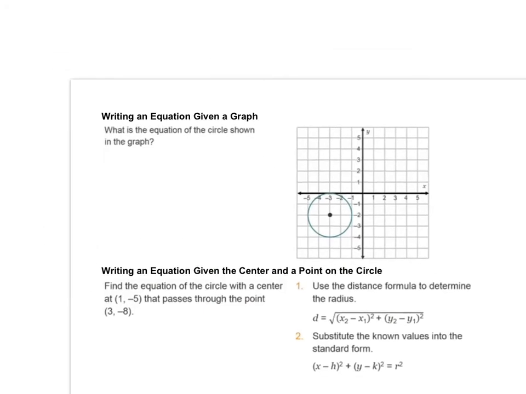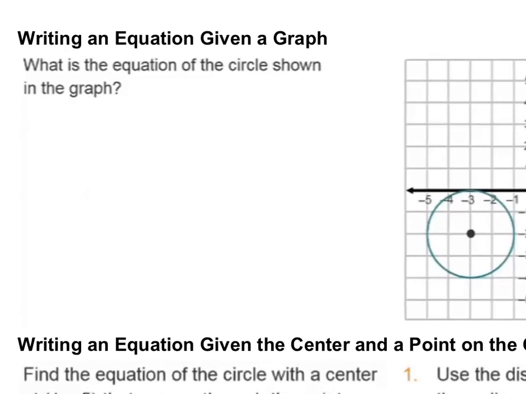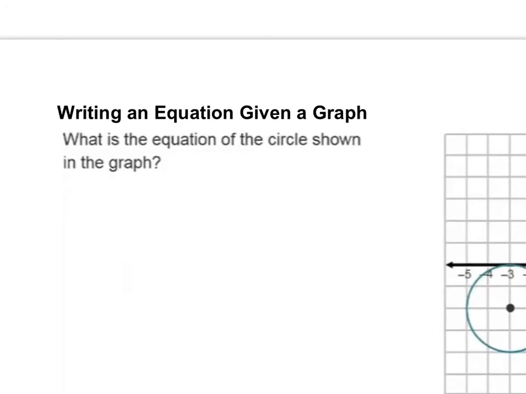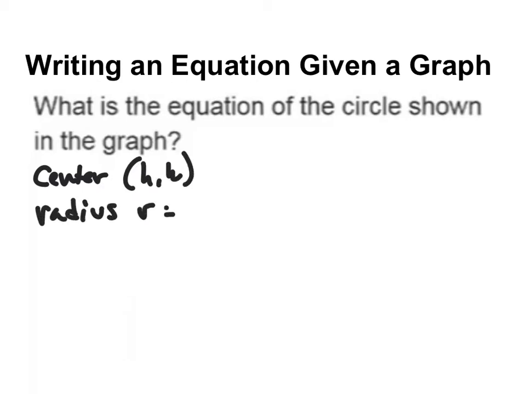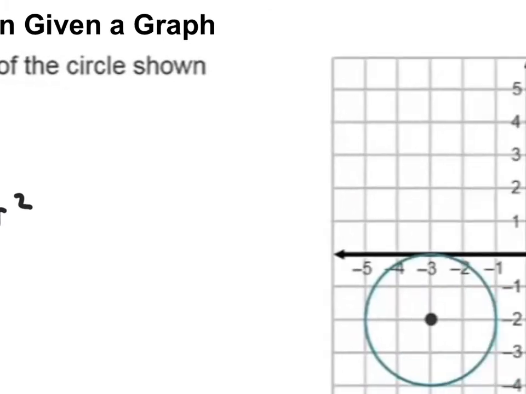All right, so let's do the same thing, but let's do it by looking at a graph. Now what I want to do is identify my center. Okay, so it says write the equation of a circle shown in the graph. Now what I need is the center, okay, and that's h, k. Okay, I need the radius, r equals what, and then I need to put that into my standard form. So I'm going to do x minus h quantity squared plus y minus k quantity squared, and that's equal to your radius squared.